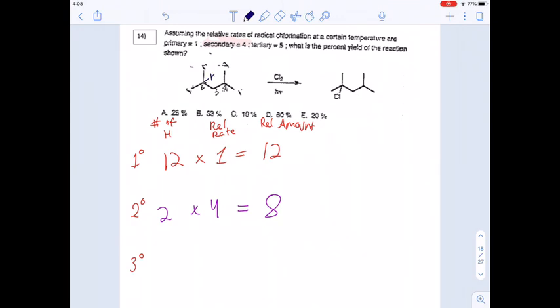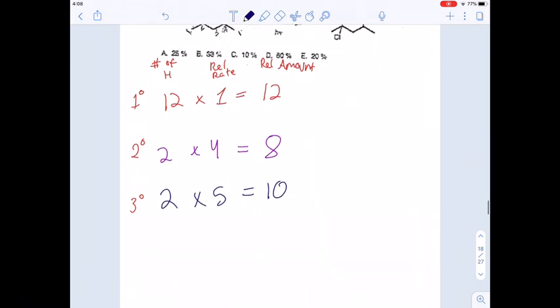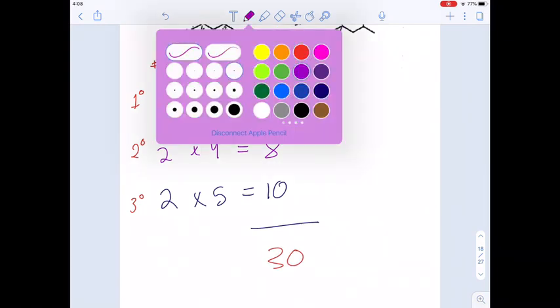And then tertiary, which is the one that we're most interested in, we'll do in a dark blue. And we have 2 tertiary H's. Let me redraw it. One here and one here. So 2 times the relative rate for tertiary, which is 5. So 2 times 5 is 10. So that's the relative amount of all of them.